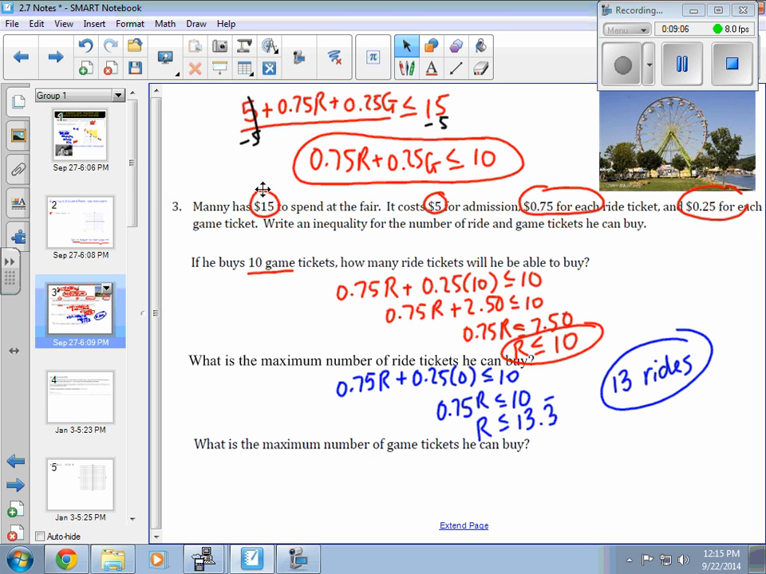For tomorrow, I want you to see if you can answer this last question then. What's the maximum number of games that he could play?